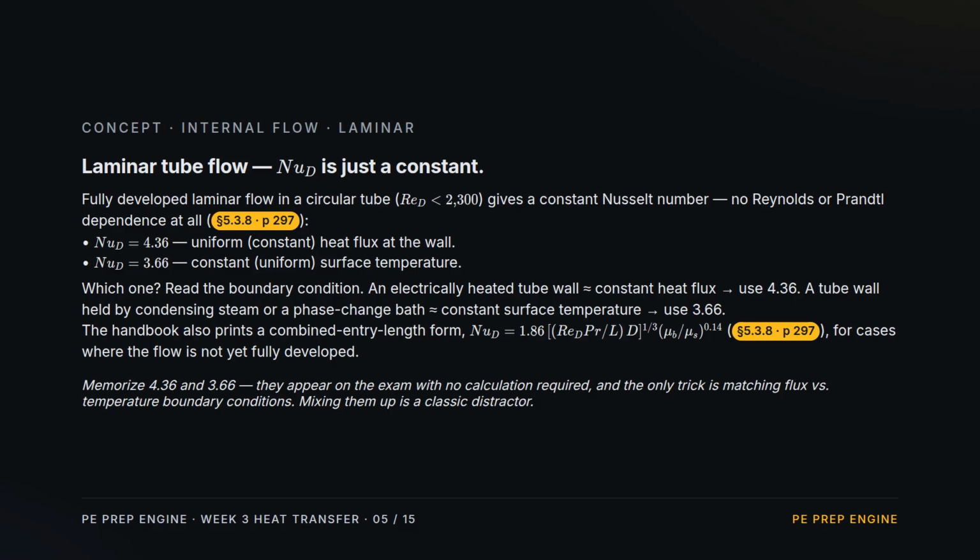Laminar tube flow is the easy case. The Nusselt number is just a constant, with no Reynolds or Prandtl dependence. 4.36 for uniform constant heat flux, 3.66 for constant surface temperature. Which one? Read the boundary condition.